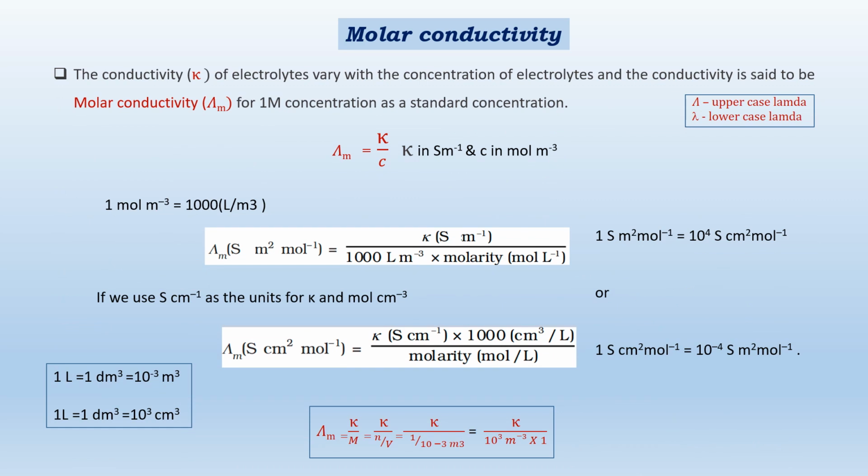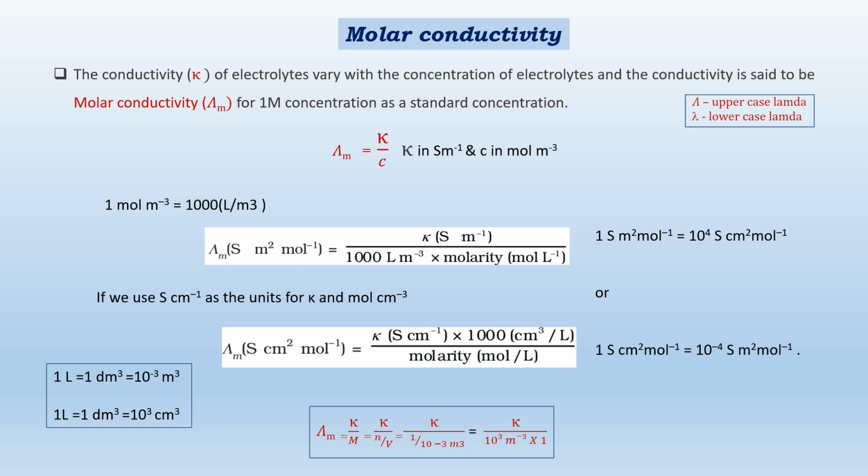Molar conductivity. As we have already seen, if the concentration of electrolyte varies, then the conductivity will also vary. And if conductivity is expressed in terms of molar concentration, then it is molar conductivity, which has the symbol lambda m. You have already seen the lambda symbol in wavelength. That lambda is a lowercase lambda and this lambda is an uppercase lambda.